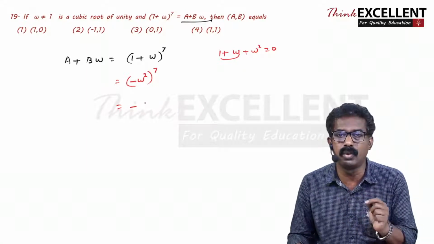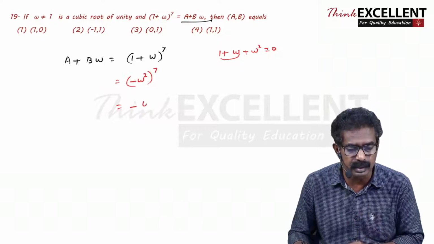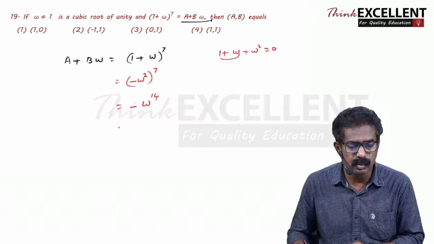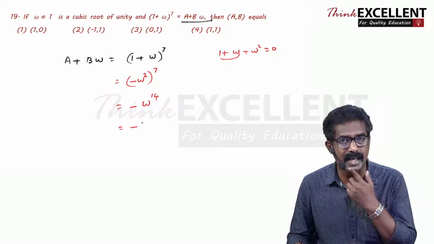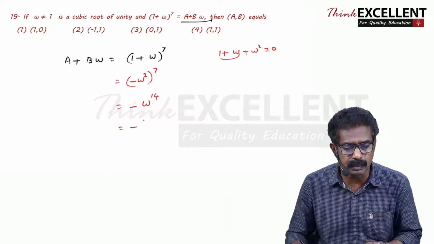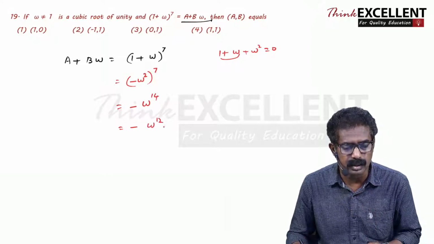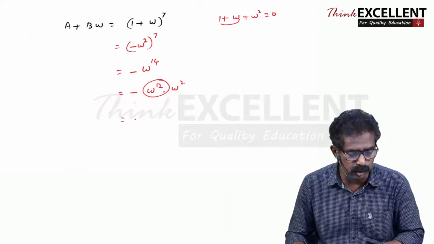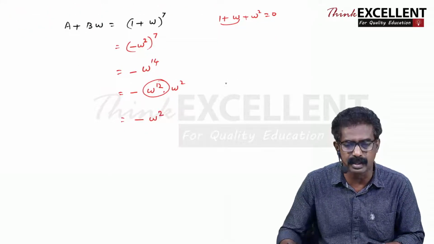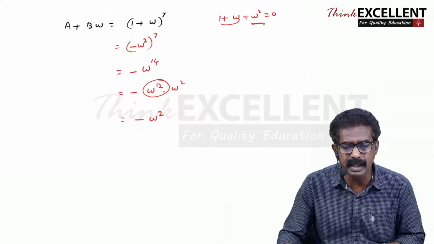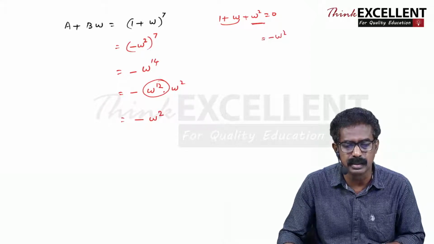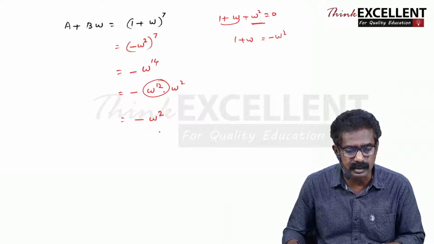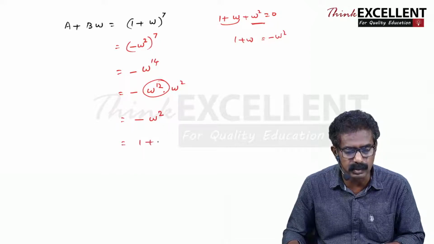(a raised to m) the whole power n is a raised to mn, so you will get omega raised to 14. You know omega cube is 1, right? The nearest multiple of 3 gives omega raised to 12 into omega square. This is 1 into omega square, so you are getting minus omega square. And that minus omega square can be written as 1 plus omega.